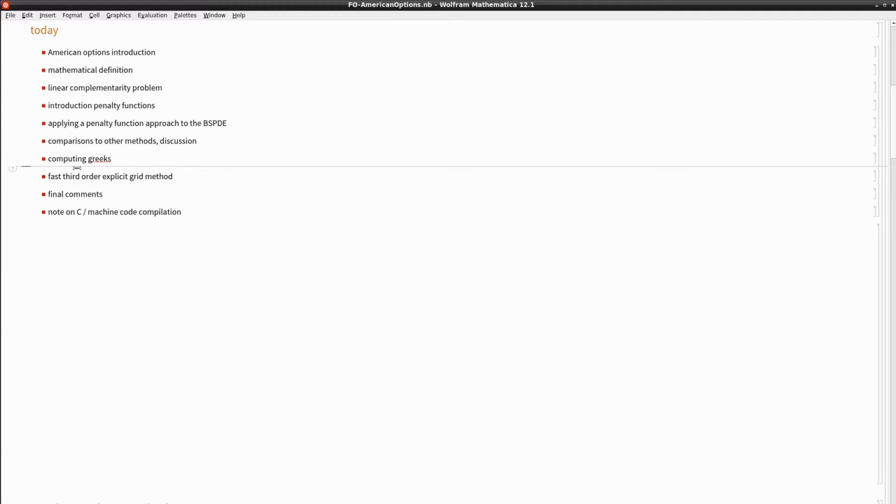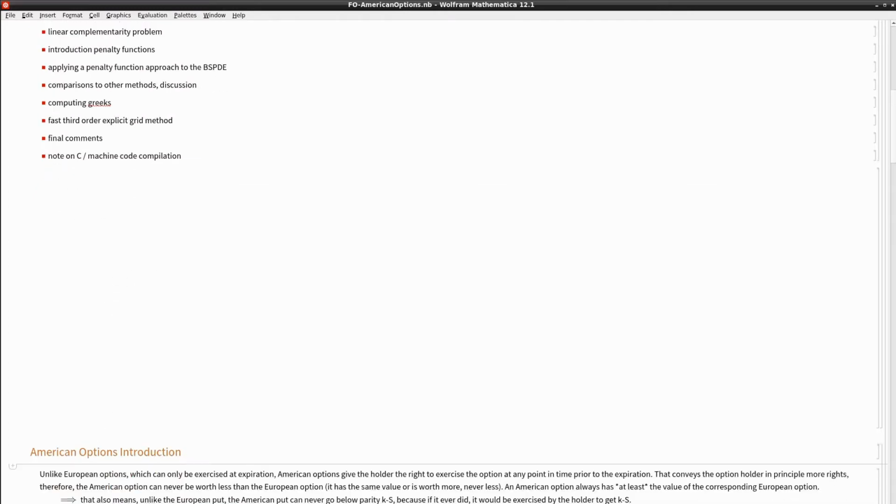With grid methods, we are in the great situation that we can compute for multiple input values, in this case the stock price, which is the one that is ticking the fastest. It's the stock price, or later for futures it will be the futures price that's ticking the fastest. Then I will have some final comments and a note on machine code compilation. Alright, so let's jump into it.